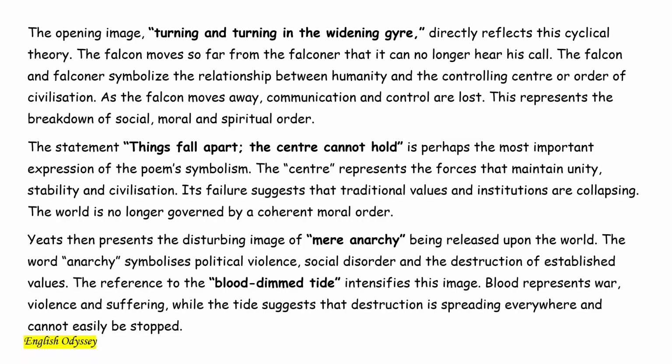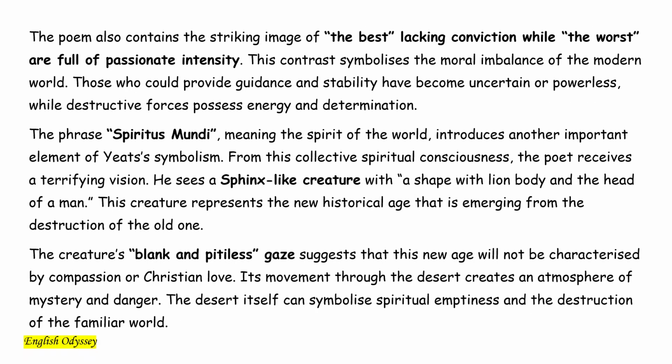The poem contains several powerful symbols. The falcon and falconer represent the loss of control and connection, while the phrase "the centre cannot hold" represents the collapse of social and moral order. The blood-dimmed tide symbolises violence and destruction, while Spiritus Mundi represents the collective spirit from which the poet receives his terrifying vision. The most threatening symbol is the sphinx-like rough beast with a lion's body and a man's head.